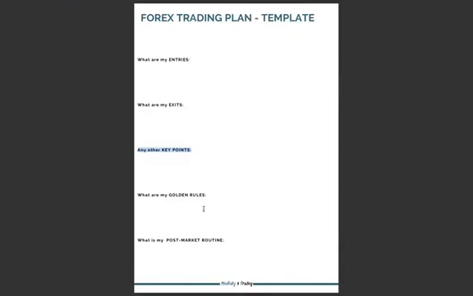Okay. So the first thing is let's walk through this. What are my entries? Now, some trading plans get into all that and get into the minutia of, what is my routine before I trade? I'm going to brush my teeth. I'm going to meditate. Those are the personal things. If you want to do it, do it.